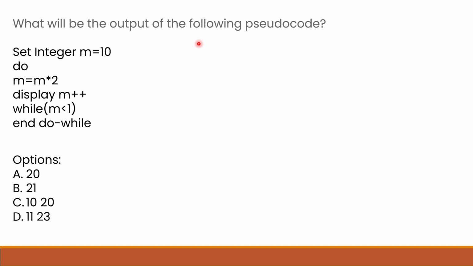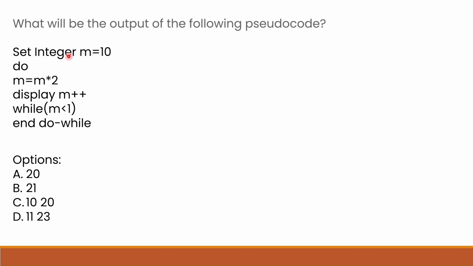This is the next question. What will be the output of the following pseudocode? And the options are 20, 21, 10 space 20, 11 space 23. Take 10 seconds to solve this question. Hope you found the answer. If you think option A, 20, is the right answer, then you're correct.